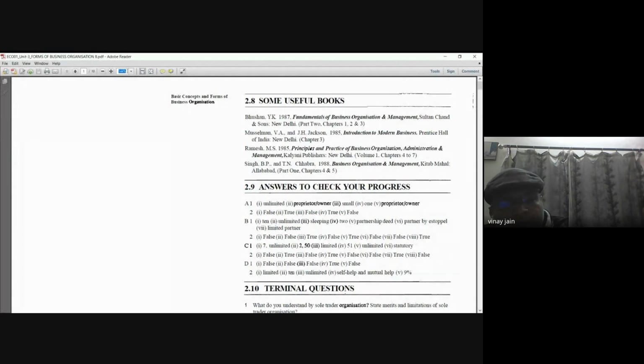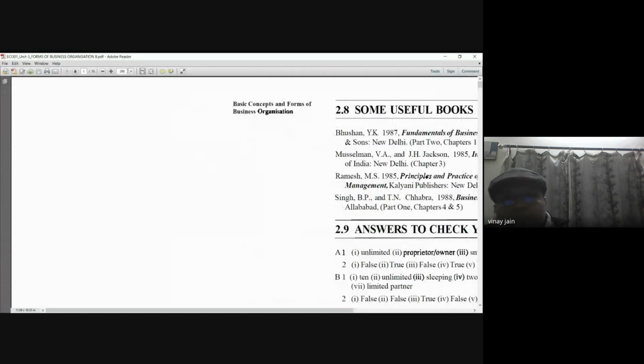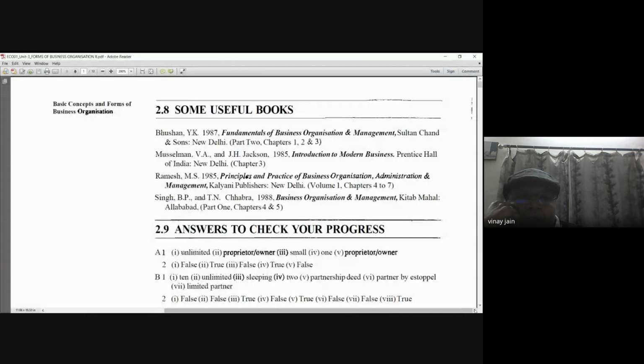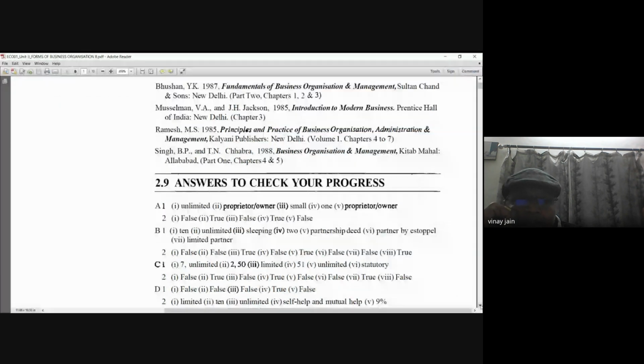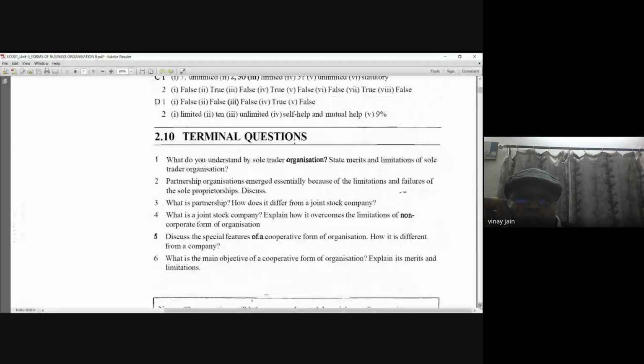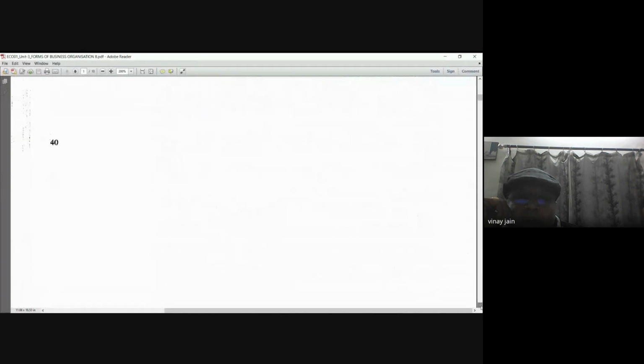Hope you guys are able to see this screen. This is unit number 3, which has been started from the previous section. This is 2.8, some useful books. Then answers to check your progress. These are the answers of the previous section. Then terminal questions are there.